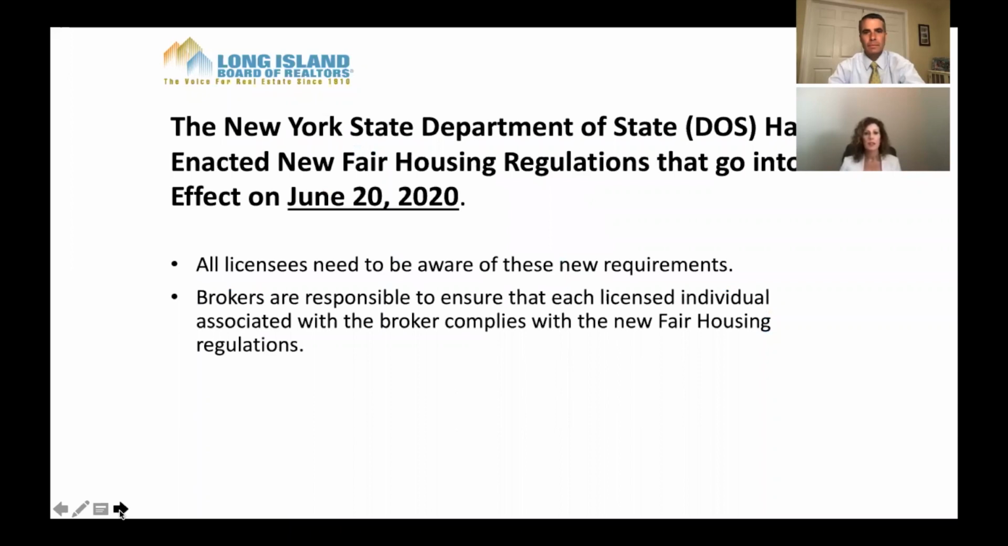The New York State Department of State has enacted new fair housing regulations that go into effect on June 20th, 2020. All licensees need to be aware of these new requirements. Brokers are responsible to ensure that each licensed individual associated with the broker complies with the new fair housing regulations.